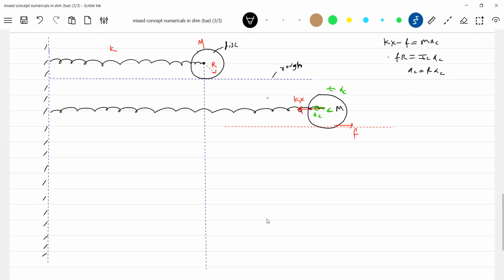F equal to, this will be IC. This will be F into R, IC alpha C. No, it is AC by R. So therefore, F is equal to IC AC by R square. Let me generalize. Later on, I'll come to the moment of inertia of different rigid bodies. Let's substitute this equation into this one. So then it will become Kx minus IC AC by R square equal to M AC.